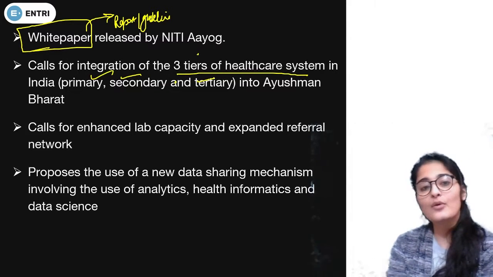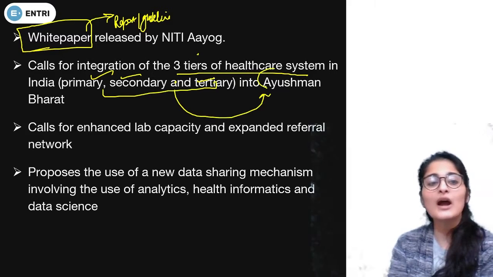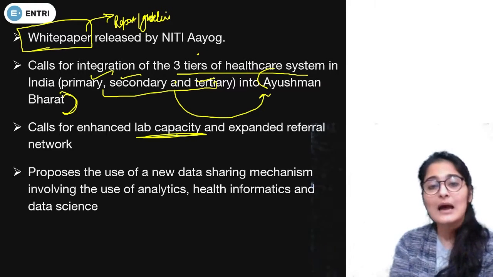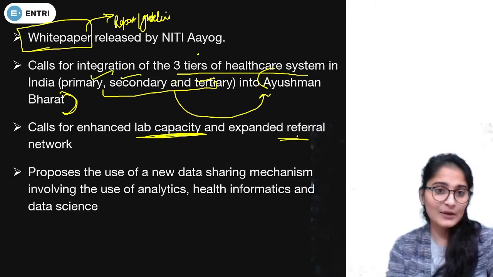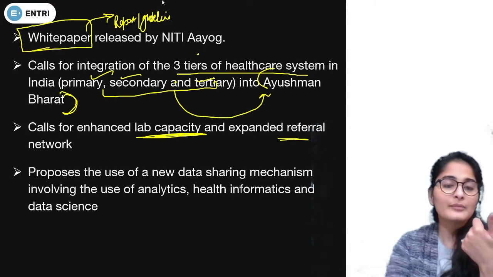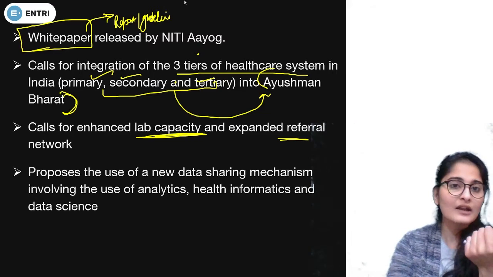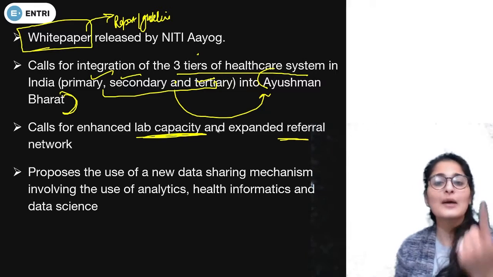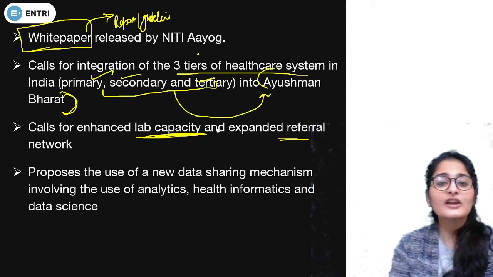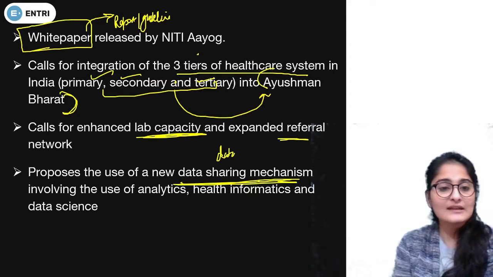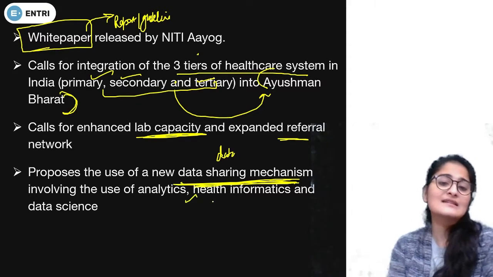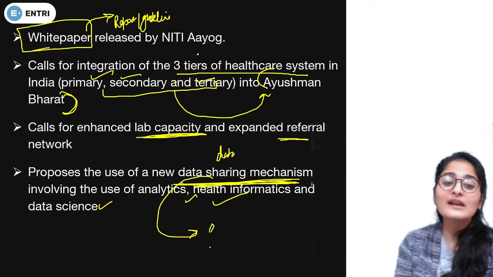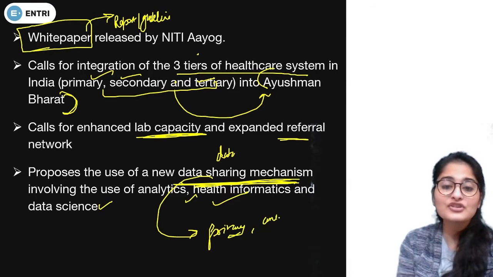Now it calls for integration of 3 tiers of healthcare system. There are 3 tiers of healthcare system in India: primary, secondary and tertiary. What Vision 2035 wants is that all of these three should be integrated to Ayushman Bharat, right, for a better implementation. Along with that, they want to enhance the lab capacity and the referral network. So expansion of the healthcare system is going to be done under Vision 2035 with the objective that first of all the 3 tiers should be integrated, second of all lab capacity should be increased, and third of all there should be a better data sharing mechanism which involves using analytics and health information, data science.